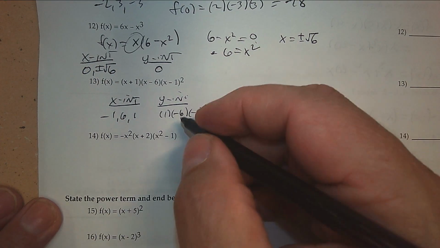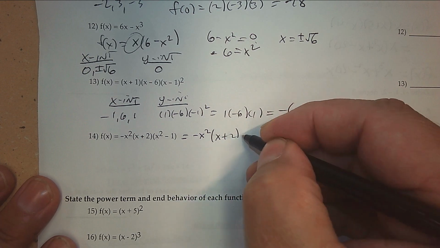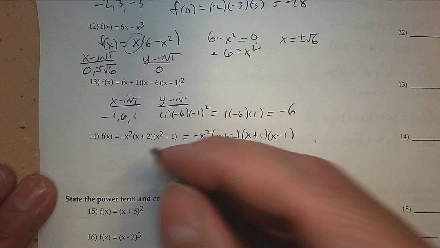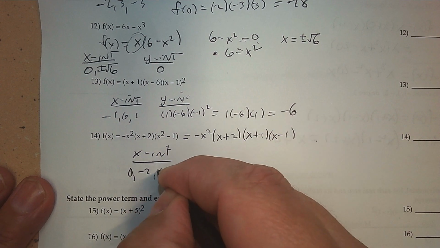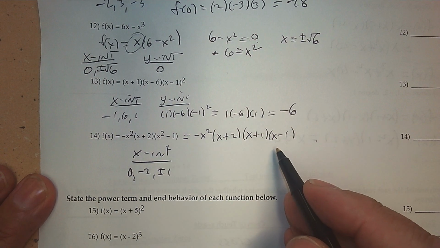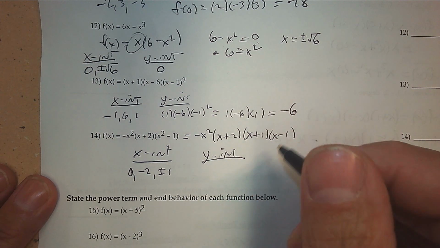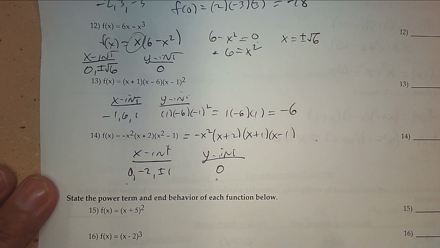Number 14, what I notice about number 14 is the last factor there could be factored further. So I'm going to factor it. It's a difference of squares. So then when I'm talking about the x-intercept, I know it's 0, -2, and ±1. And then for the y-intercept, I'm going to plug in 0. And 0 times anything is just going to be 0, remember, they always are going to match. If the x-intercept is 0, then the y will be 0.